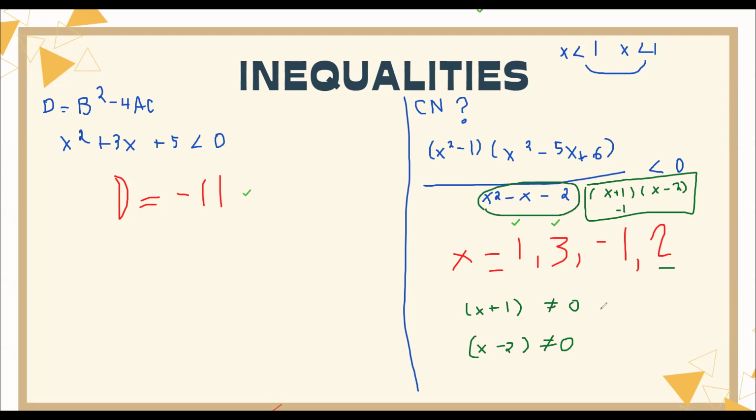So what this means is we have to exclude x equals negative 1, and we have to exclude x equals 2. So ito na lang yung matitira na critical numbers. Okay po. But other than that, everything's great. So good. So let's move on.